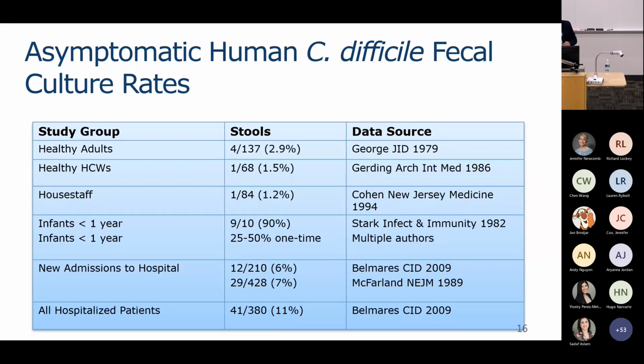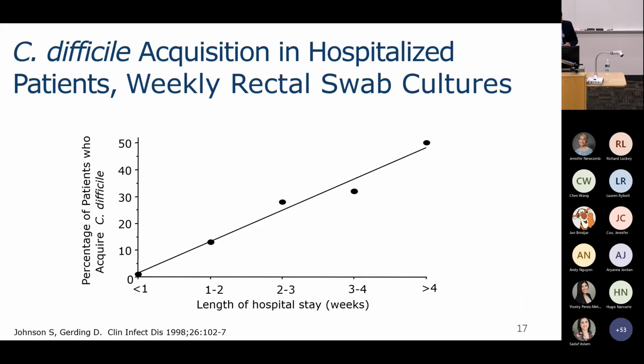But if you look at people in the hospitals, and there are very, very few studies that were actually done systematically to ask what's the likelihood of people getting colonized in relationship to being in the hospital, Dale Gerding and Stu Johnson have done a study a few years ago. They showed that very unlikely at admission, but by 4 weeks, about 50% of people in their study got colonized.